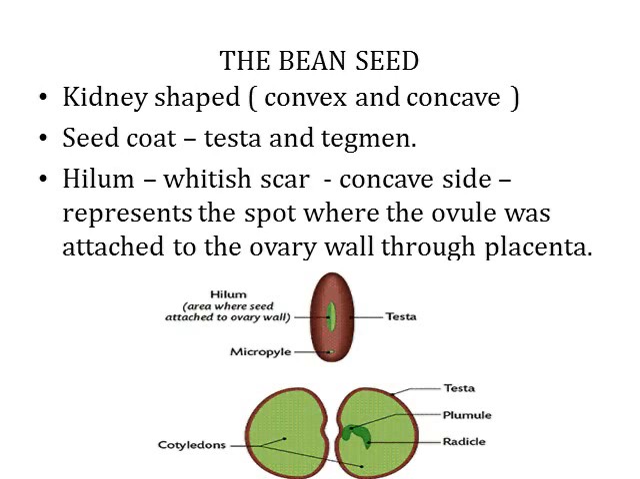The next is hilum. Hilum is a distinct whitish oval scar present on the concave side of the seed, which represents the spot where the ovule was attached to the ovary wall through the placenta. While placentation takes place, the ovule is attached to the wall of the ovary. That attachment place is the hilum, the area where the seed was attached to the ovary wall. That also I have mentioned here.